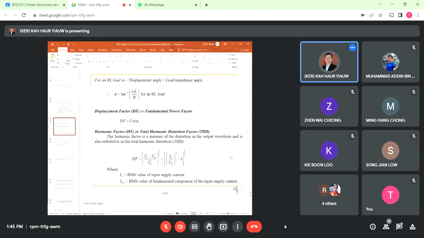Now, THD can be used to measure the current and also the voltage. We have the THD I for current, THD V for the voltage.